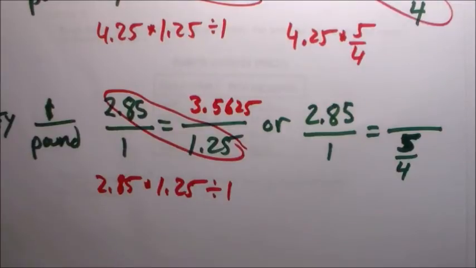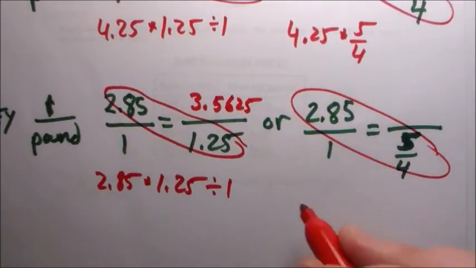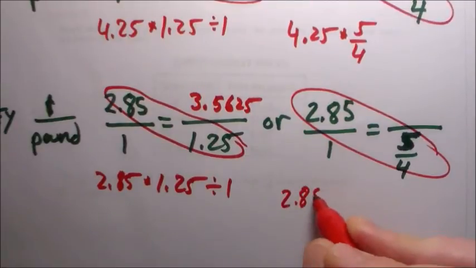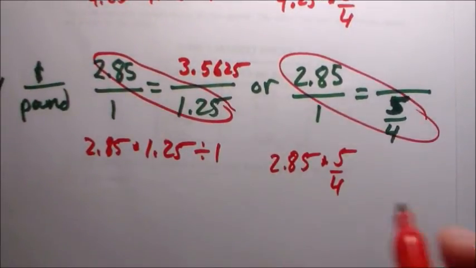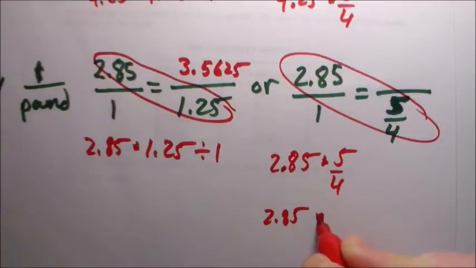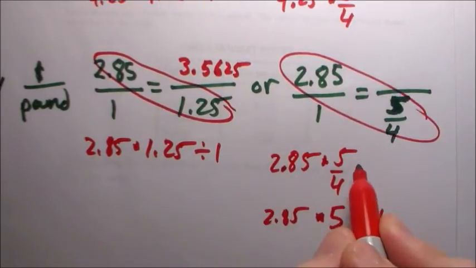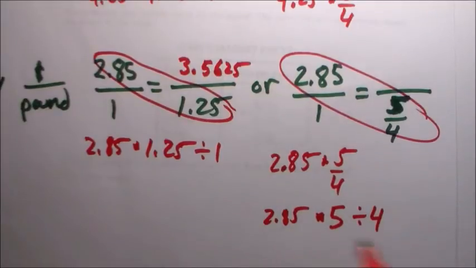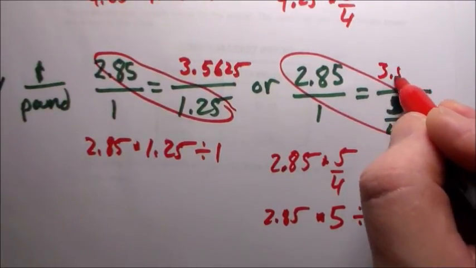3.5625. Again, you can do it with the improper fraction. That would be 2.85 times 5 divided by 4. And just to be really clear about what I'm doing here, if I plugged in my calculator, what I'd do is 2.85 times 5, then divided by 4, right? Because you times 5, then you divide by 4. Try it out if you want.